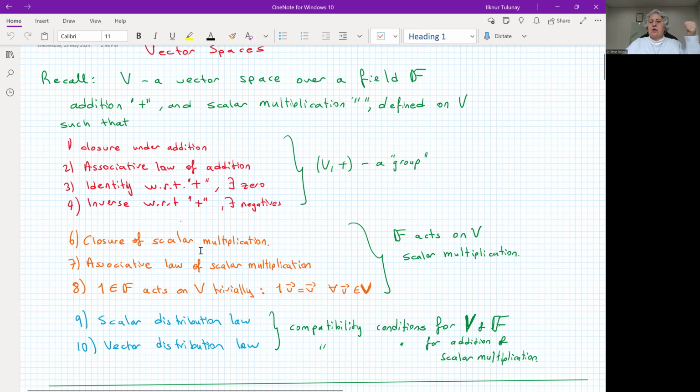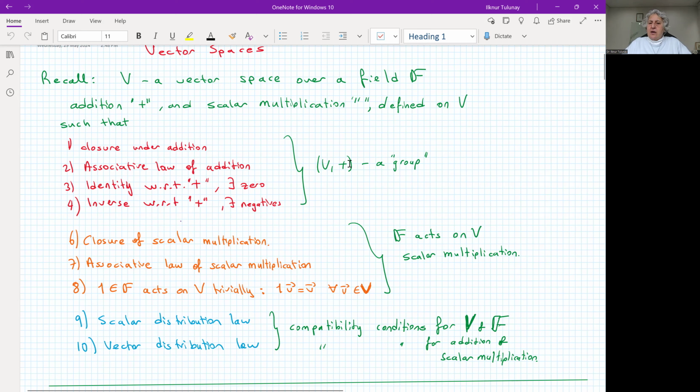So we must have closure with respect to scalar multiplication, associativity, and the one, which is the multiplicative identity of the field. It affects the vector space trivially, as an identity. It means that 1 times V is equal to V. It does not affect it. So these are the properties that are part of the vector space.